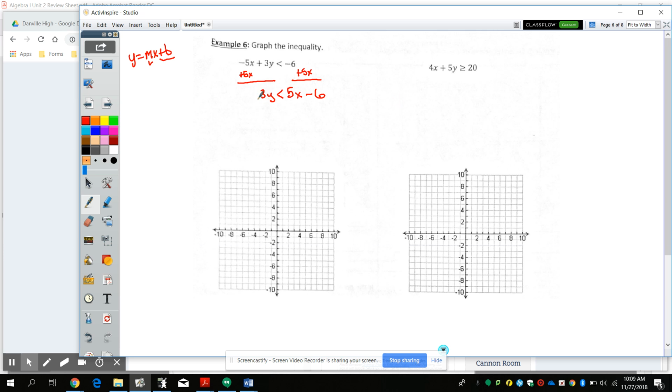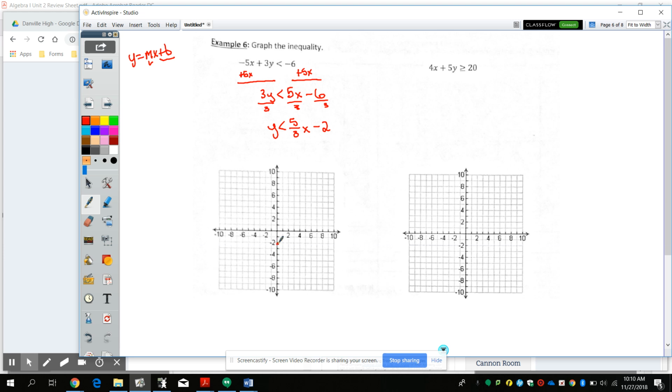Now, this is almost right. The y needs to be by itself, so I need to get rid of this 3. I'm going to do that by dividing everything by 3. The 3's cancel over here, giving us this y by itself, which is what I was going for. Right here, 5 doesn't divide by 3 evenly, so we're going to write 5/3. Negative 6 does divide by 3 evenly. It's a negative 2.